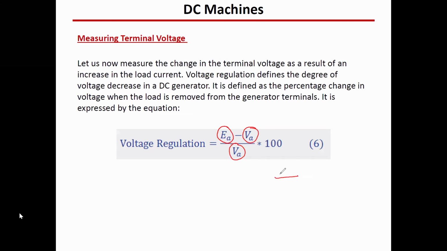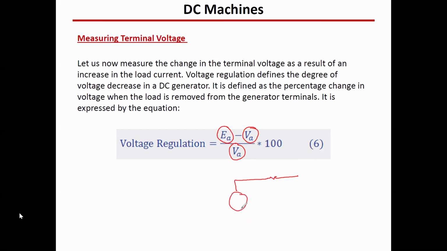So in a separately excited machine, the circuit of the armature is like this, right?